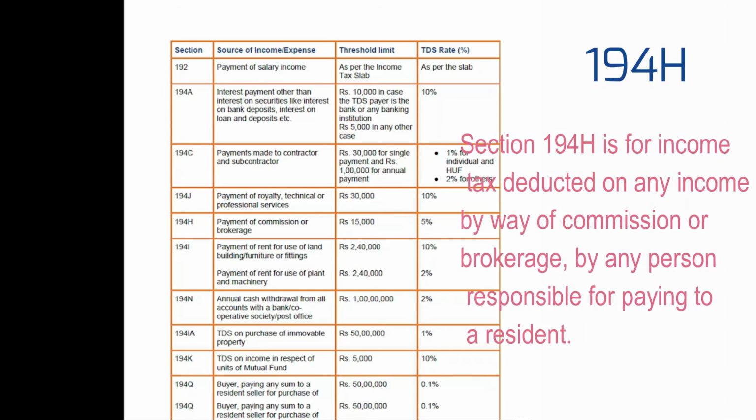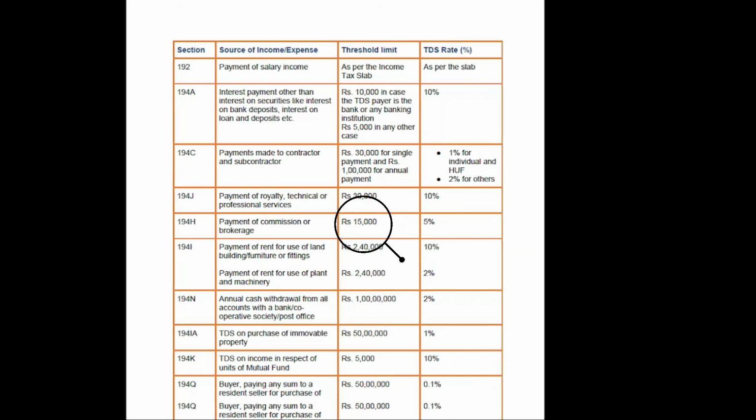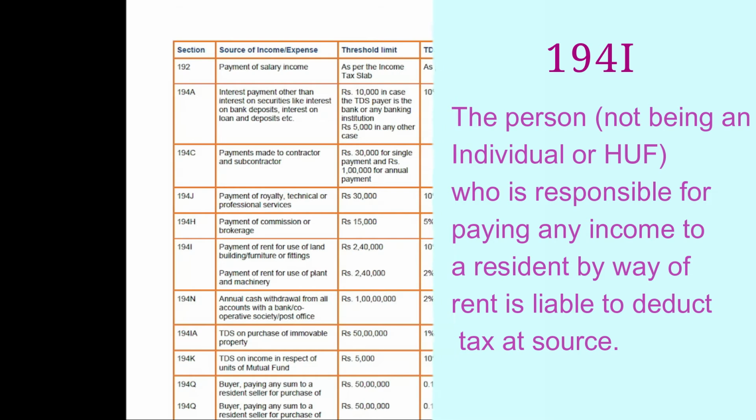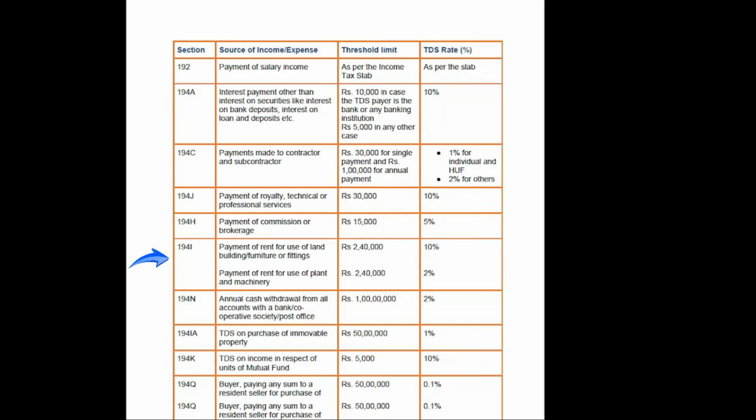194H, that is the payment of commission or brokerage. The threshold limit is 15,000 and the TDS rate is 5%. 194I, another common one. It is used for the rent, but it has been divided into two parts.